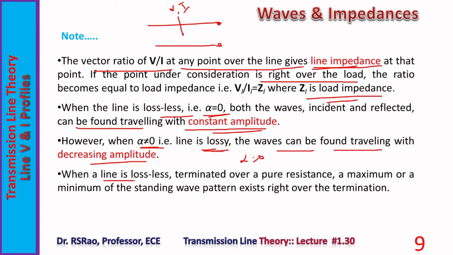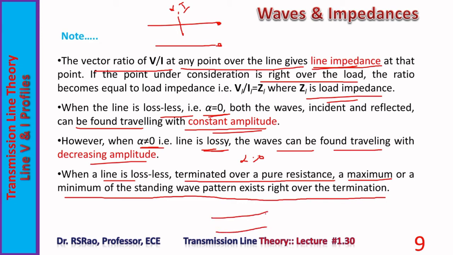When the line is lossless and terminated in a pure resistance, a maximum or minimum of the standing wave pattern exists right over the termination. What he is trying to tell is, suppose here is a lossless line, and the termination is some resistance. Now a standing wave pattern exists over the line. In general, standing wave pattern means maxima, minima, etc. When the termination is pure resistance and the line is lossless, when these two conditions are satisfied, then exactly over the load there exists either a maximum or a minimum of the standing wave pattern.